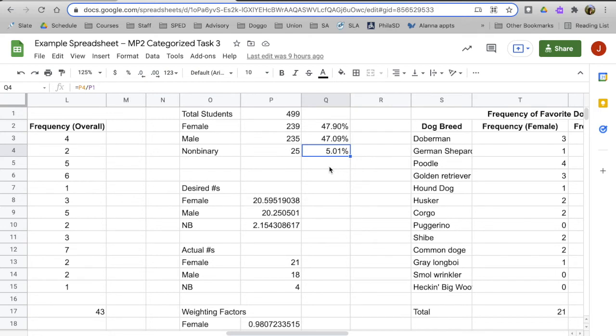All right, let's find our desired numbers. Let's focus on one category at a time. We're going to start with the biggest category, which is female students, so students who put down their gender as female in our example study. What we're going to do here is find the desired numbers simply by taking these design weights, and we'll multiply them by the number of people in our sample.